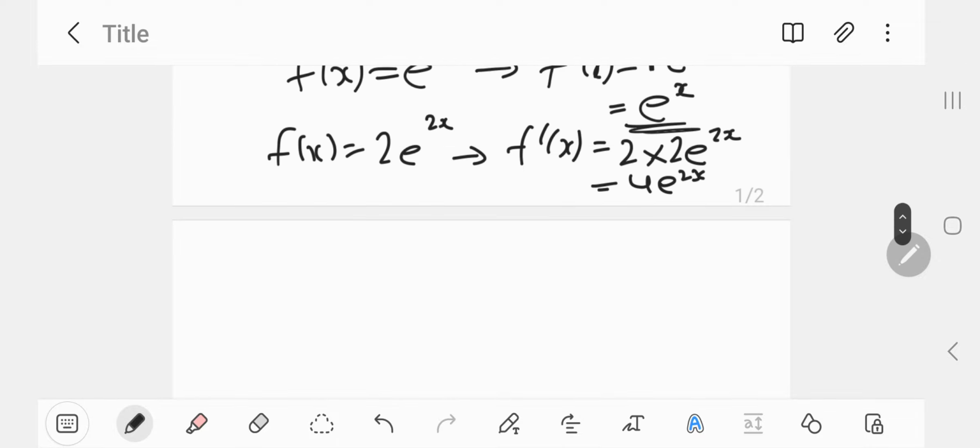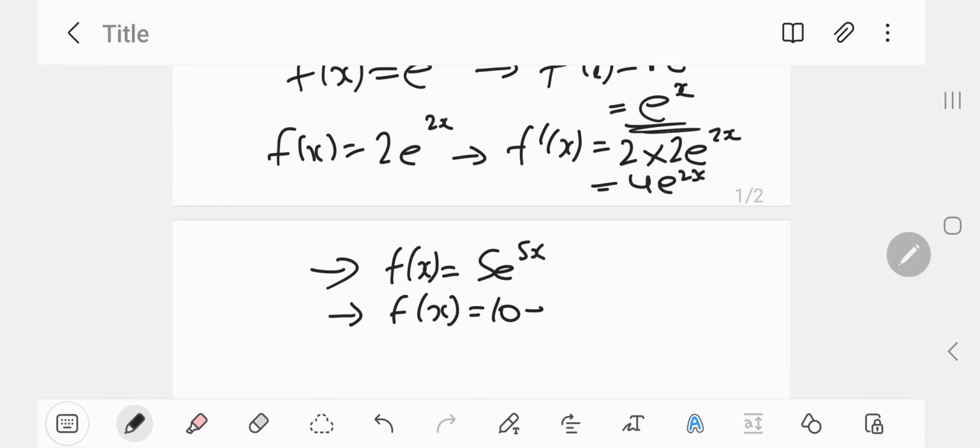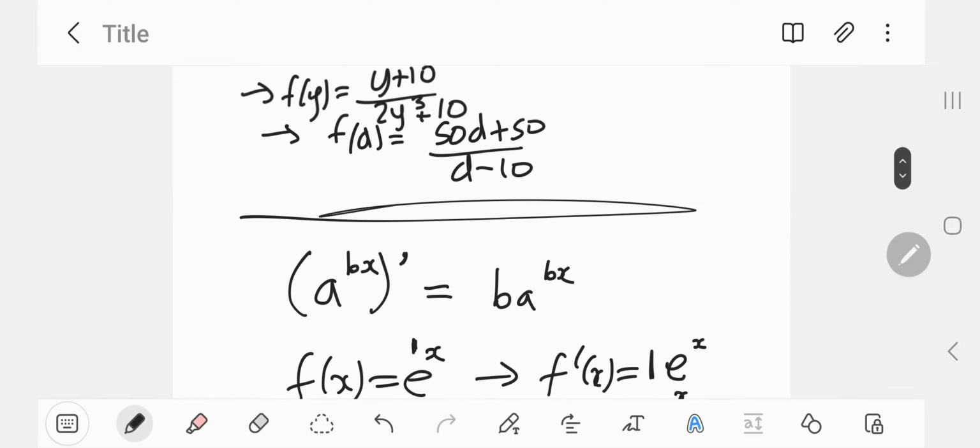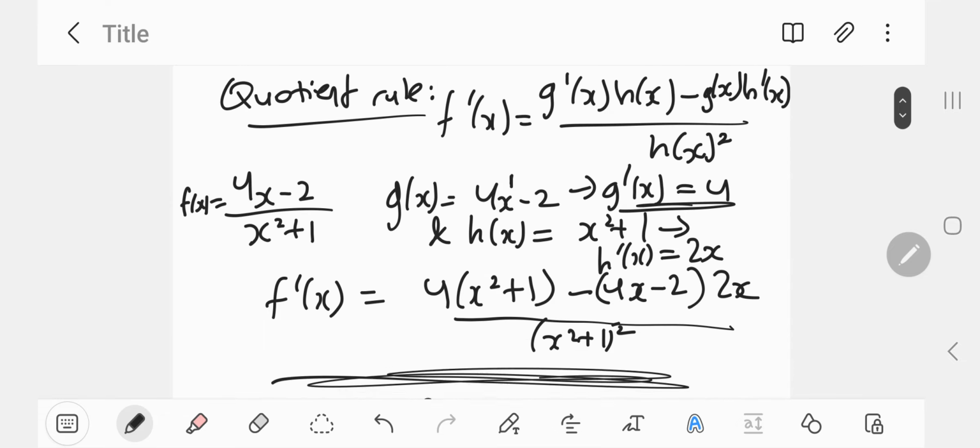Just as an exercise, try these out. Find the derivative of the following. It's the same idea. And that's how you do it. That's how you do the derivative of an exponential and derivative of a quotient.